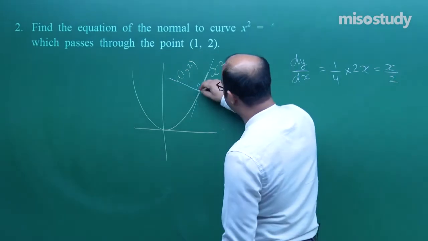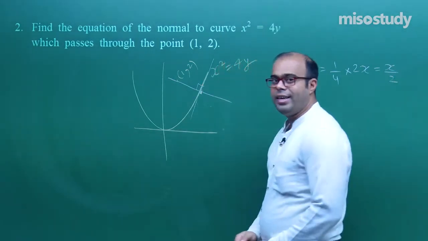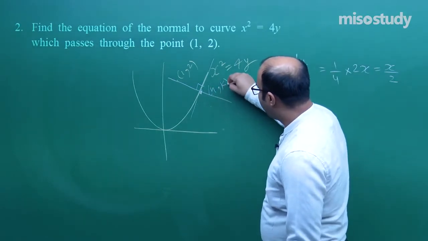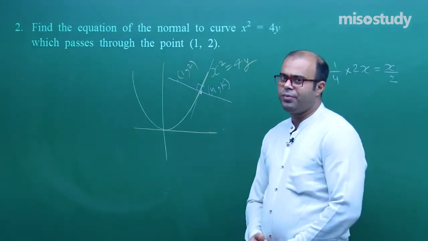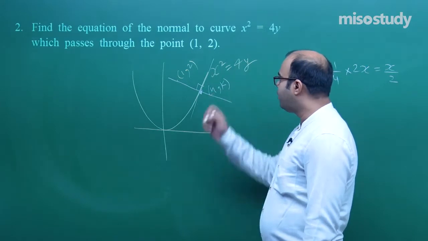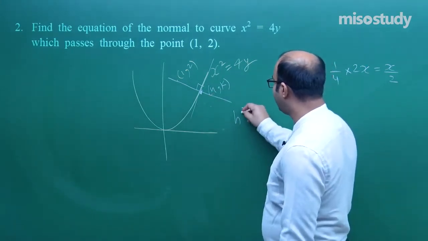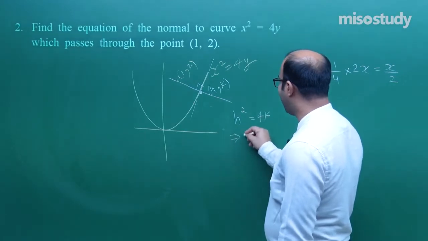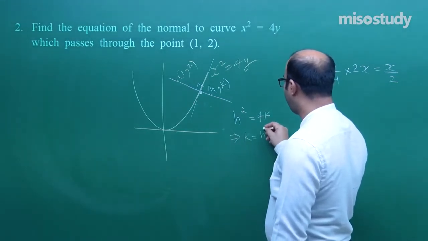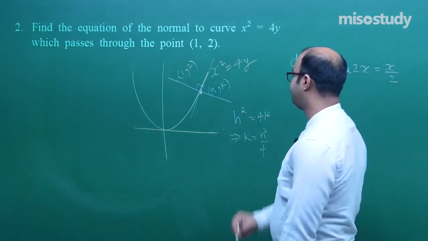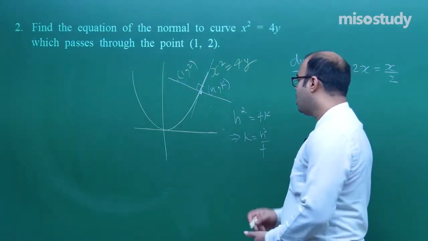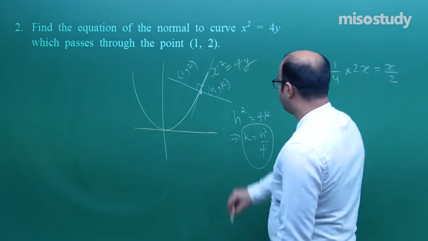Now let us suppose this point where we are finding the normal is (h, k). Can we know what is the relation between h and k? Yes, because (h, k) lies on this parabola, we can say h square is equal to 4k, which means k can be replaced as h square upon 4 wherever we need it. (h, k) we have taken, so k is equal to h square by 4. Let us keep this for future use.